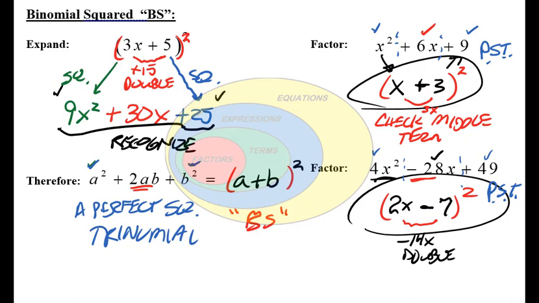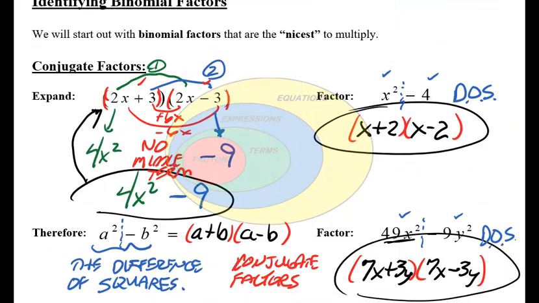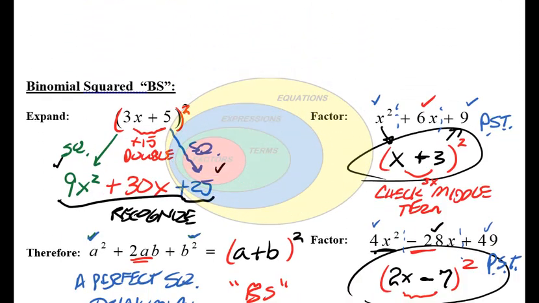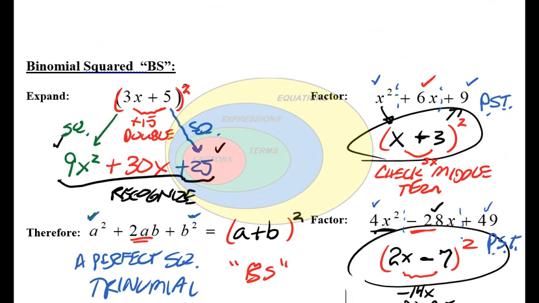So there are two types of expressions that have nice binomial factors. The first type is a difference of squares. A difference of squares has conjugate factors as binomial factors. And then if we have a perfect square trinomial, these happen a lot, and we should hopefully get used to recognizing them. Then the factors are just a perfect square or a binomial squared factor.